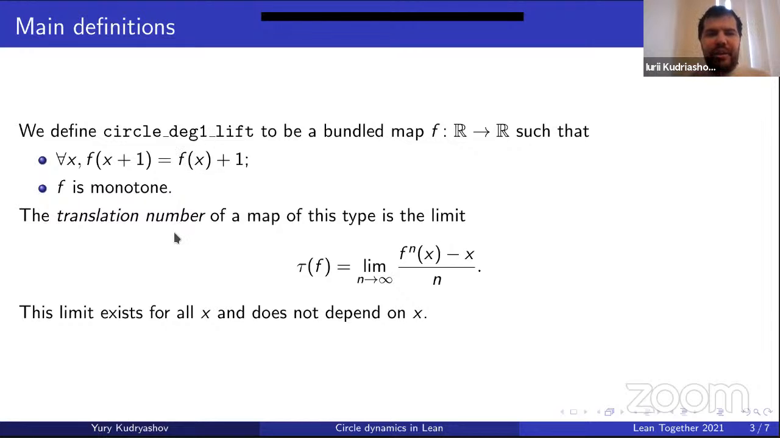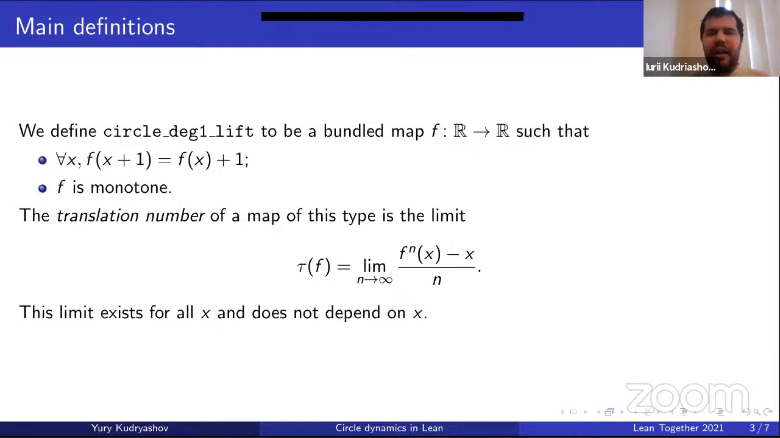And the translation number of a map like this is the limit as n tends to infinity of the nth iterate of f at x, minus x, over n. And this limit always exists, and it does not depend on x.